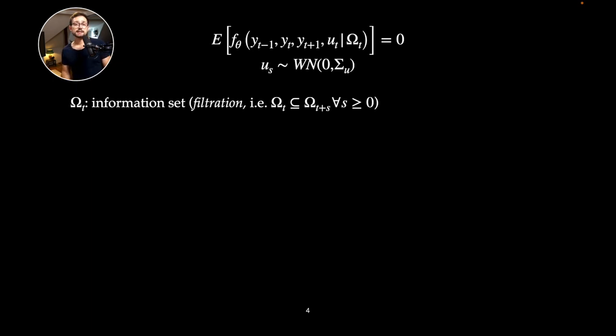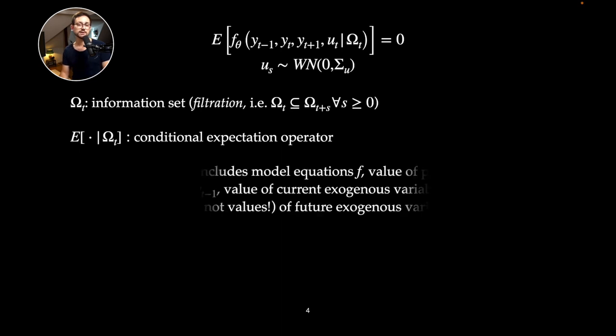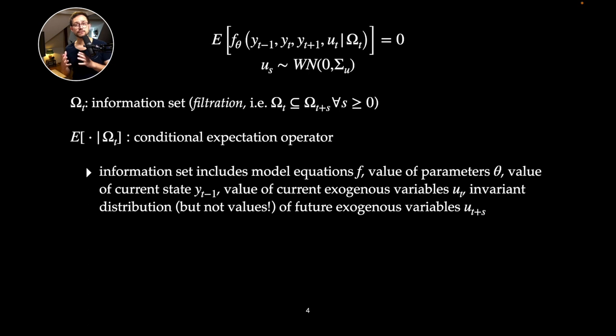Now, what about the expectation operator in front of this equation? Here we have to think about the information set, and what we typically assume is a so-called filtration. That means that previous information is in my current information set. More concretely for us, this way of writing it down is basically the conditional expectation operator given a certain information set. And what is in my information set? Well, it includes the model equations F, the value of the parameters theta, and the value of the current state, y t minus 1, of the economy. Also, the agents know the value of current exogenous variables, and they know the distribution, which is invariant, of future exogenous variables. They do not know the value of u t plus 1, u t plus 2, but they form expectations on that, and they know the invariant distribution, meaning they also know the covariance matrix.